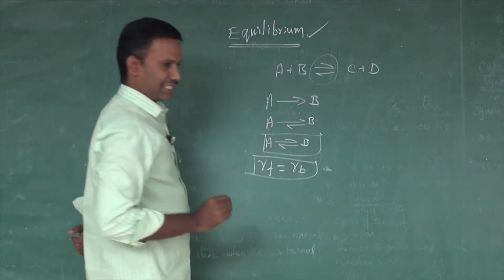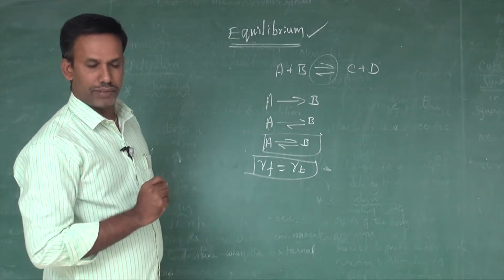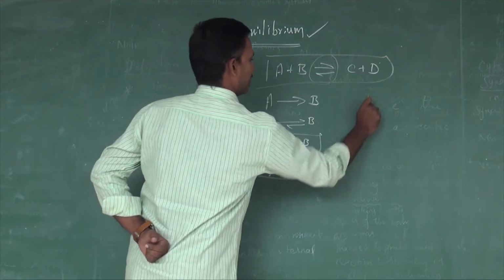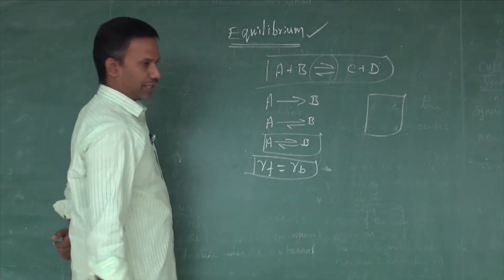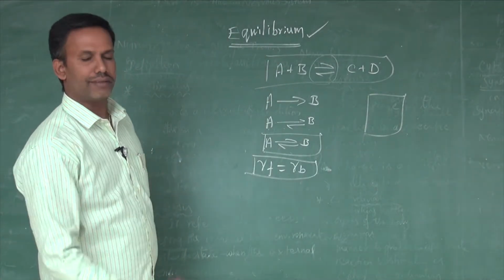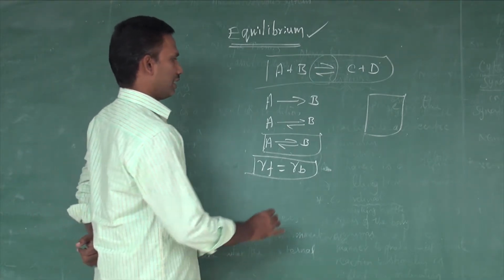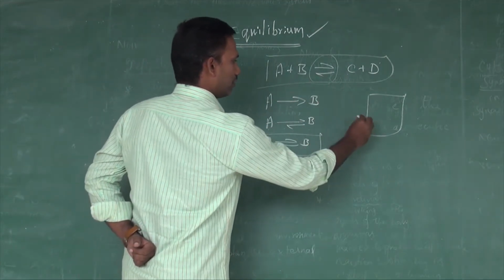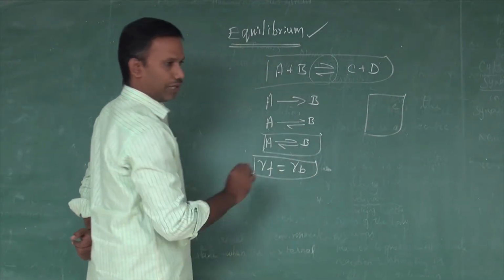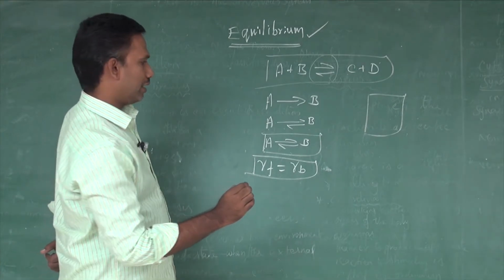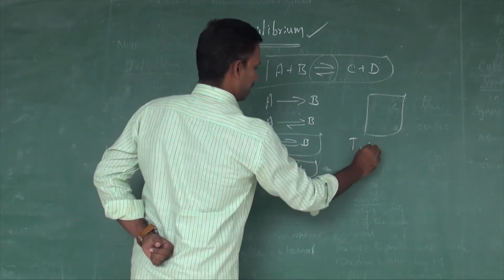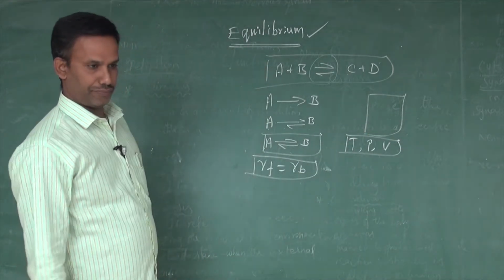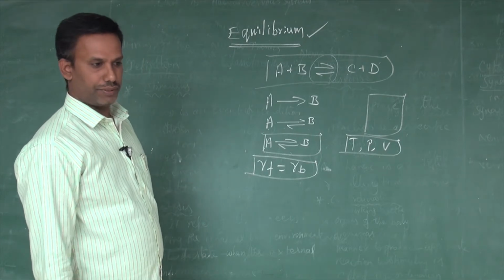Then what are the essential conditions or characteristics of equilibrium? The reaction should be taken in a closed vessel. If you take the reaction in an open vessel, you cannot attain equilibrium. So the first condition is a closed vessel. Second, the rates of the forward and backward reactions should be equal. And then the variables temperature, pressure and volume are all kept constant. Only then can you reach equilibrium.